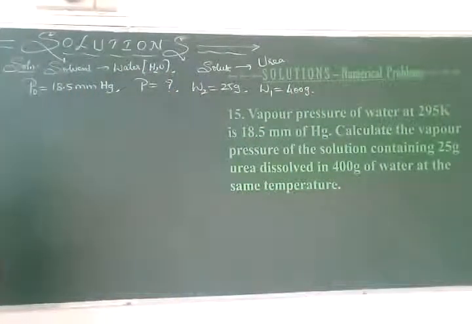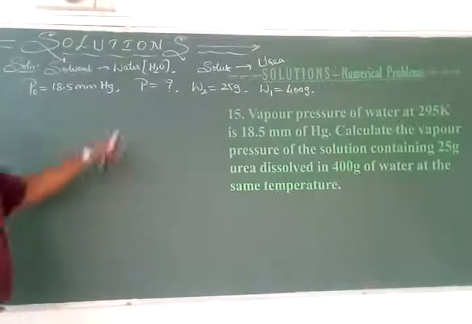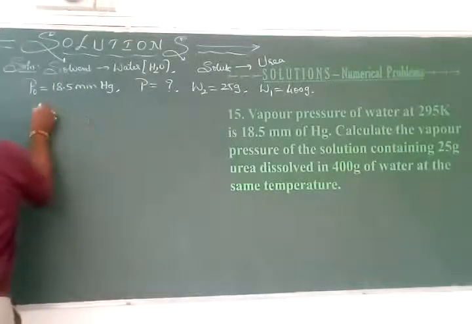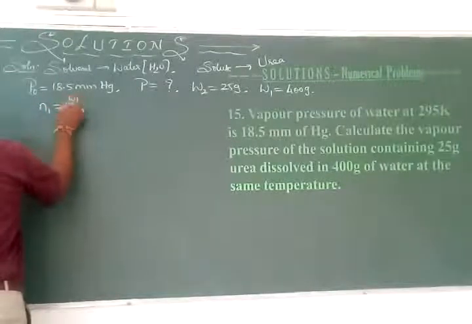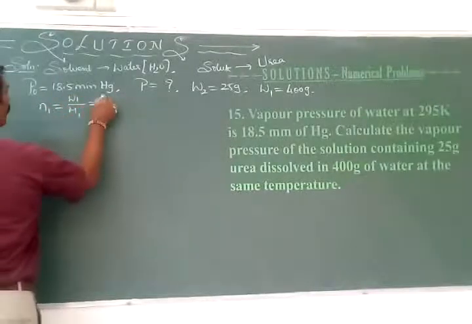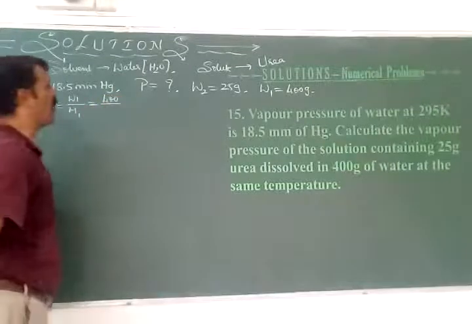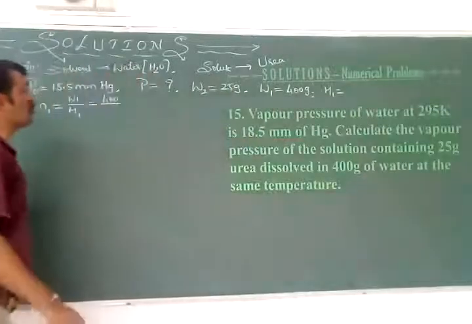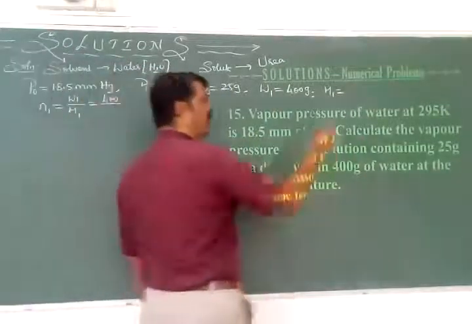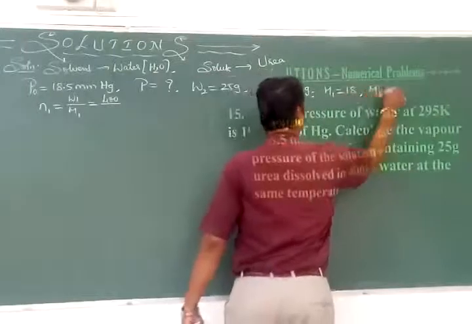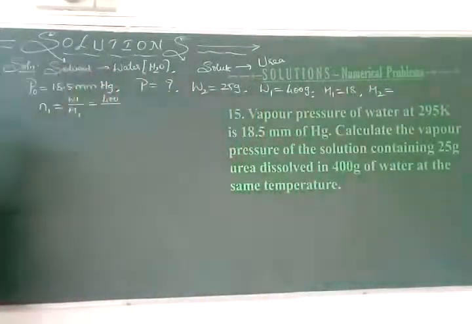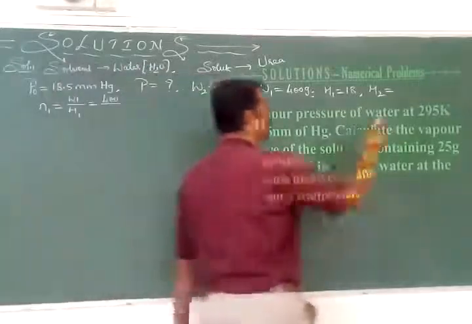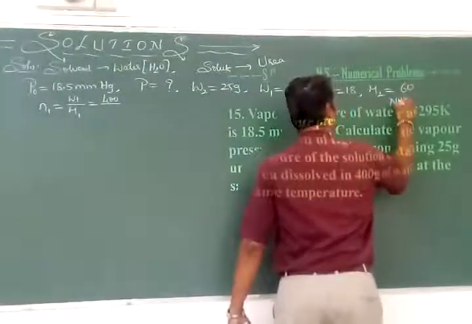Now, again we have to apply the same Raoult's law for relative lowering of vapor pressure, where we have to get the mole fraction. Mole fraction means we have to get the number of moles. But here there is no number of moles given; the mass is given. First, N1 is equal to W1 by M1. W1 is 400. What is M1? 1 means solvent, and solvent means water. What is the molecular mass of water? And what is M2, the molecular mass of the solute urea? It is 60.